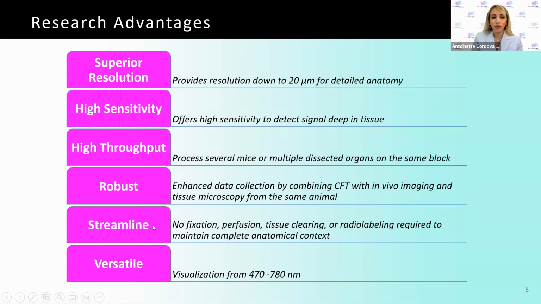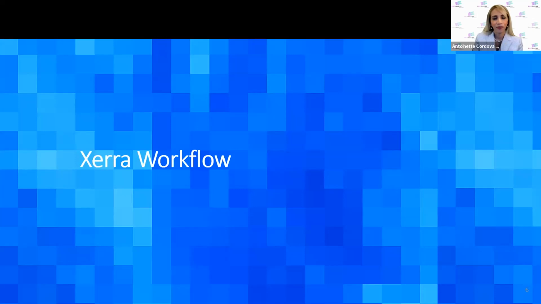So two more to go, streamline. What's really great about CFT technology is it does not require any fixation or perfusion of the tissue, nor tissue clearing or radio labeling. So you can actually maintain complete anatomical context of your model when imaging. And lastly, it's versatile. It allows for visualization from 470 to 780 nanometers.